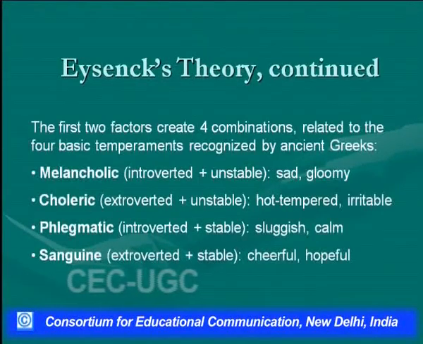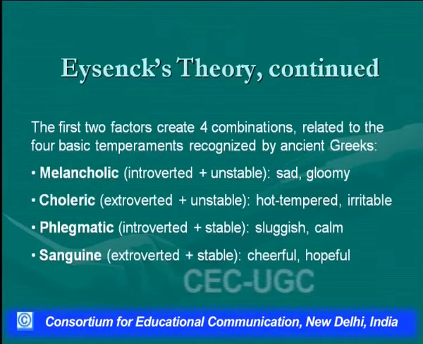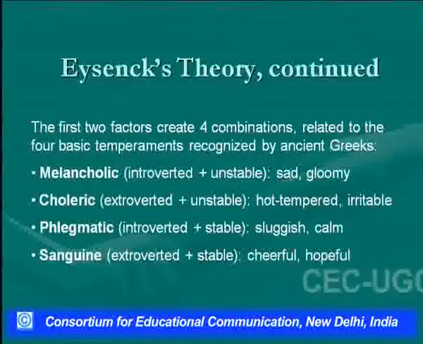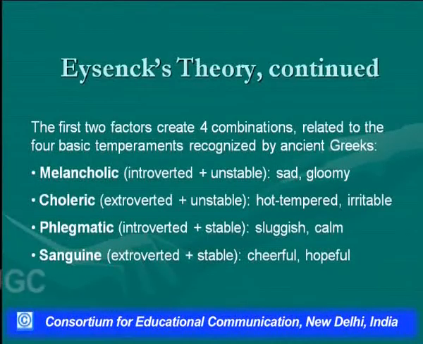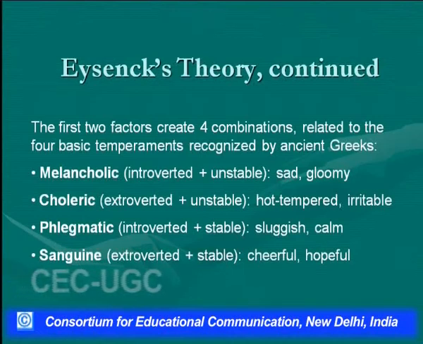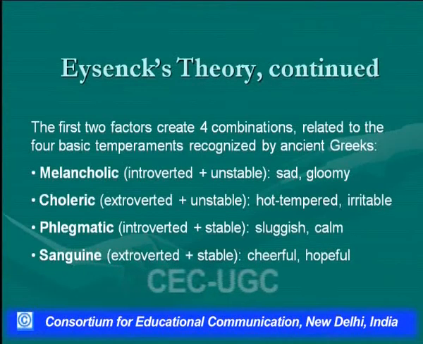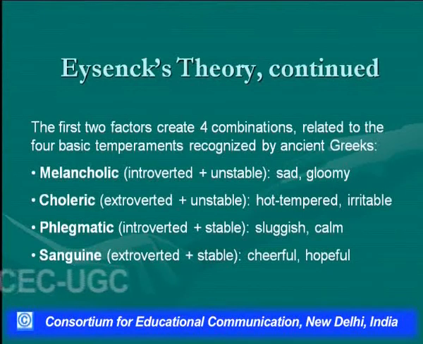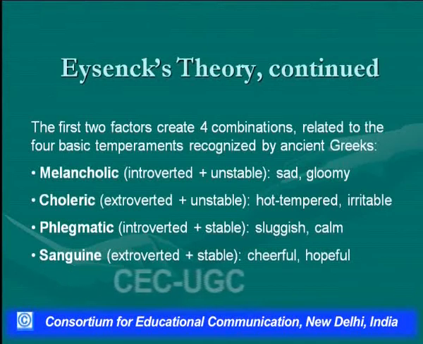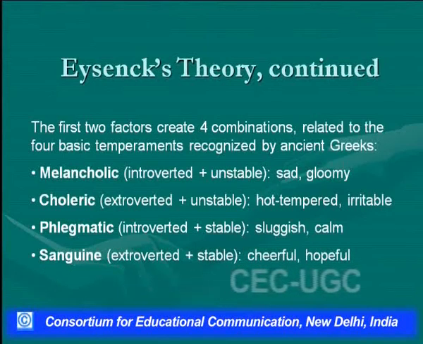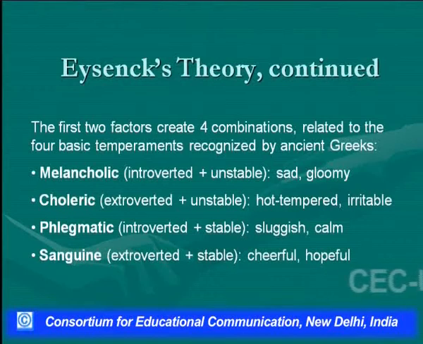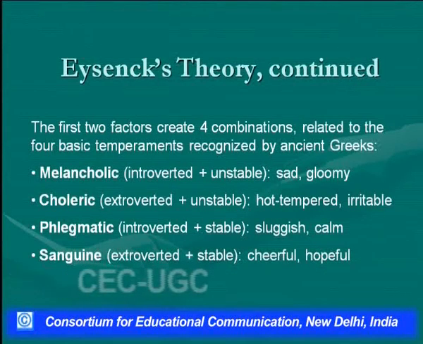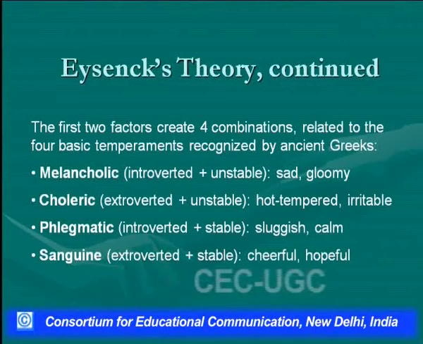Then we discussed the combinations of factors. That is, introverted plus unstable results in sad and gloomy. Then we have choleric persons, who are extroverted plus unstable. They are either hot tempered or irritable. Then we have introverted plus stable, which gives a lot of impact on sluggishness and calmness. The sanguine people are extroverted plus stable, that is cheerfulness and hopefulness.